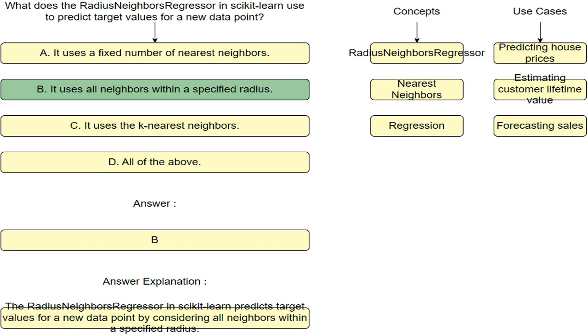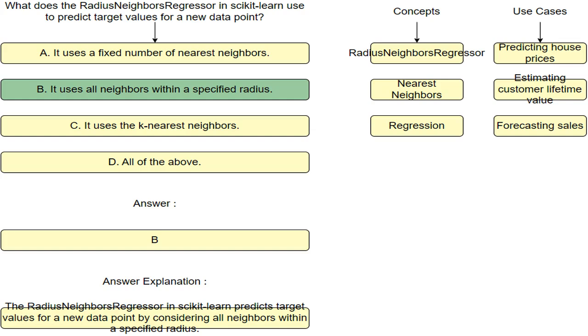The radius neighbors regressor in sklearn is a machine learning algorithm that uses the neighbors within a specified radius of a query point to make predictions. It's a non-parametric method, meaning it does not make assumptions about the underlying distribution of data. Predicting house prices based on nearby houses within a certain distance. Estimating customer lifetime value based on similar customers within a certain radius of influence. Forecasting sales by considering sales of nearby stores or regions within a specific radius.